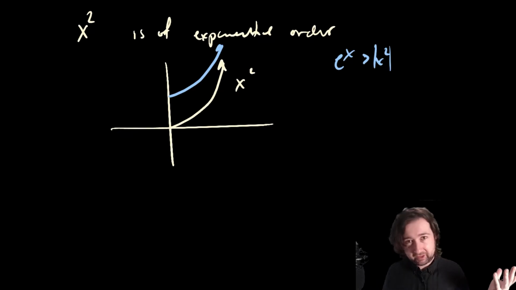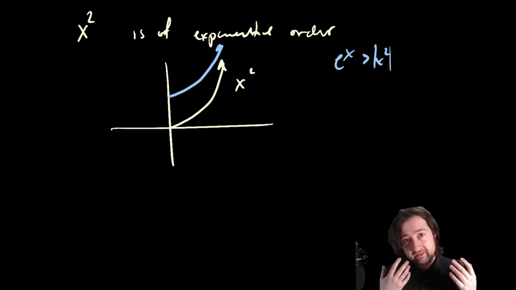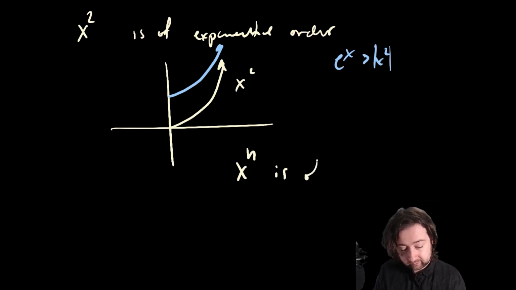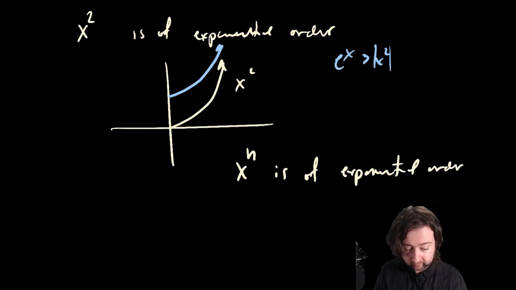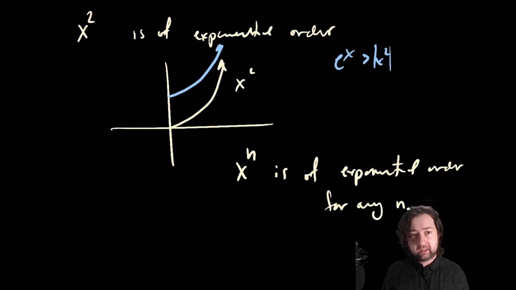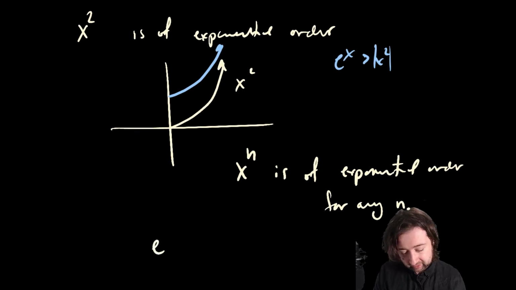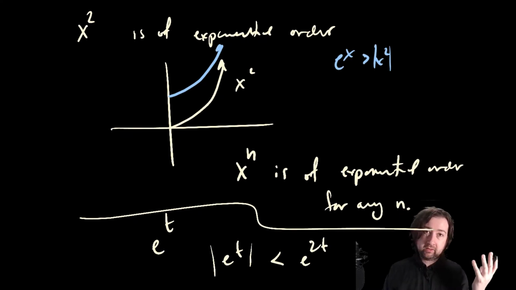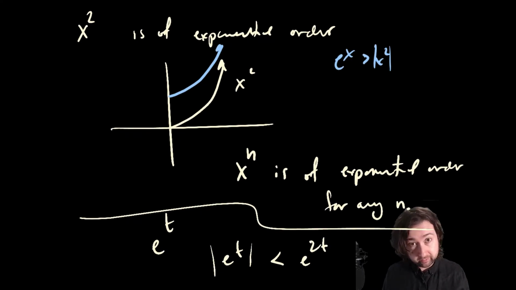So since e to the x is always larger than x squared, say in absolute value, which is kind of a meaningless statement because x squared is positive, then x squared is of exponential order. And more generally, x to the n is of exponential order for any n. Okay? And then any fixed exponential is of exponential order as well. So if I had something like e to the t, well, e to the t in absolute value is certainly less than, say, e to the 2t.